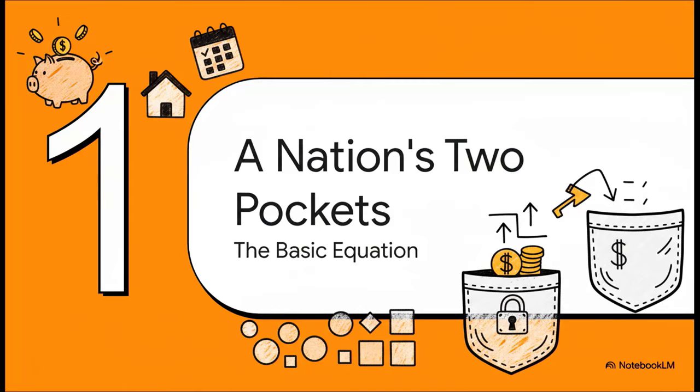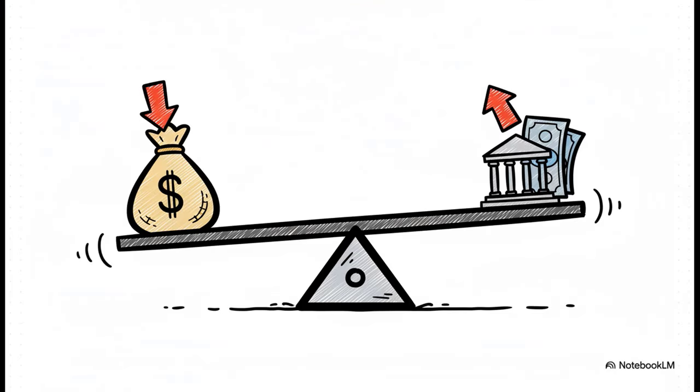We're starting with the most basic idea of all. You know, when you get right down to it, a country's budget isn't all that different from your own personal budget. It really just boils down to this: what a government takes in versus what it spends. Money in, money out. The whole big debate about deficits and surpluses, it all comes from the balance between these two sides. So let's start with the money inside.